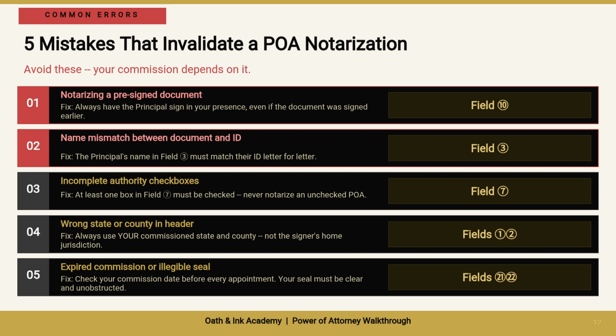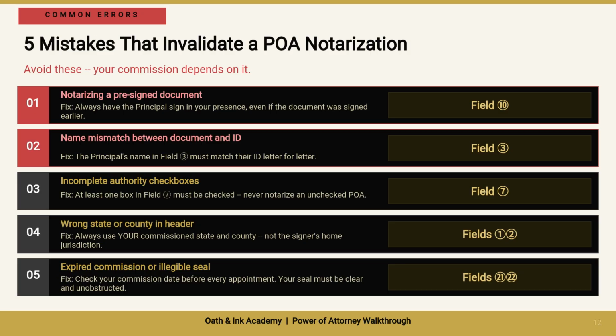Number 2, a name mismatch. The principal's name in field 3 must match their government-issued ID exactly, not approximately, exactly. Number 3, unchecked authority boxes. A power of attorney with no checked powers is like a blank check. It's incomplete, and you cannot notarize it. Number 4, wrong jurisdiction. Your state and county go at the top, not the signer's home state, not where the property is, not where the agent lives. Your commission jurisdiction.